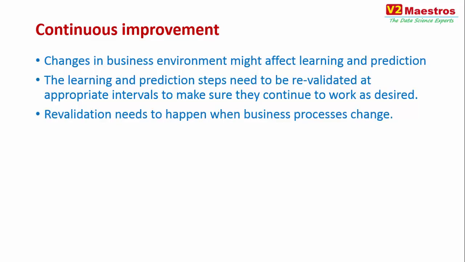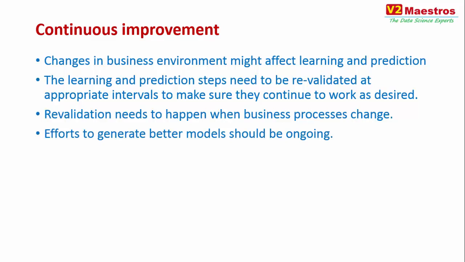And revalidation needs to happen when the business process changes. You're changing something in the business process. The way the entities behave is changing. The way the environment in which it is going to work is changing. So obviously, you have to revalidate everything you're doing here. That might have to be another child project, like a maintenance project or an improvement project, that has to come up periodically to validate that what you have been doing is all fine. Efforts to generate better models should be ongoing. This is an important thing. You just can't do it once and stop there. It has to be continuous.